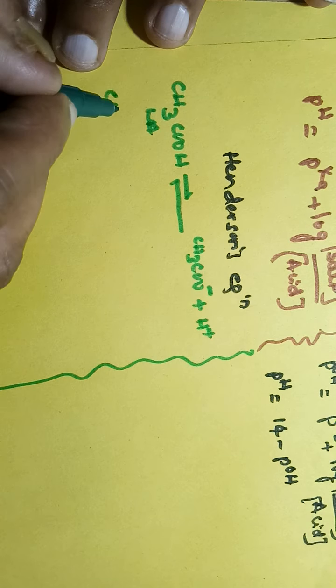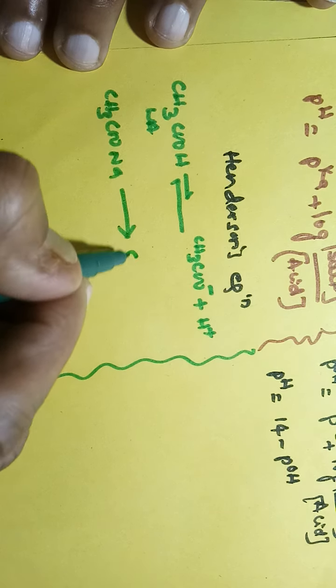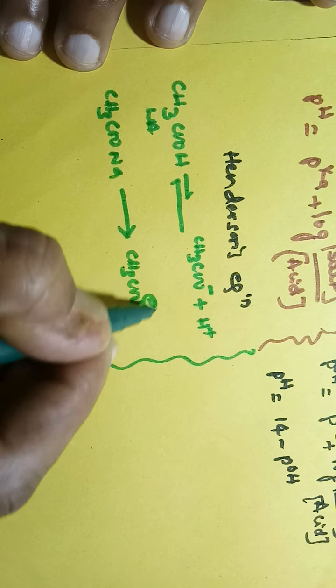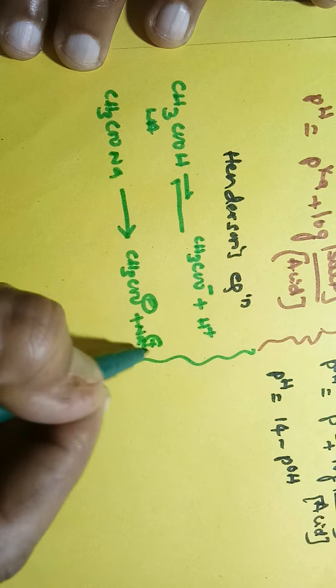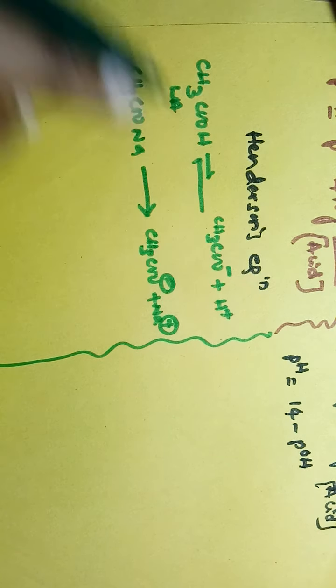Next one, CH3COONa. This is completely ionized to form CH3COO minus and Na plus because it is a strong electrolyte. The acid is weak, so it is only partially ionized.